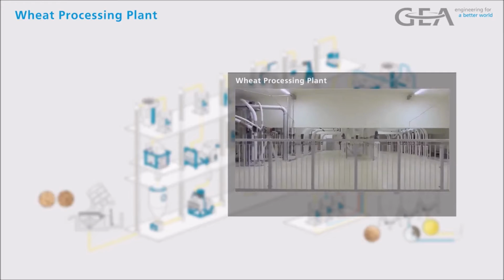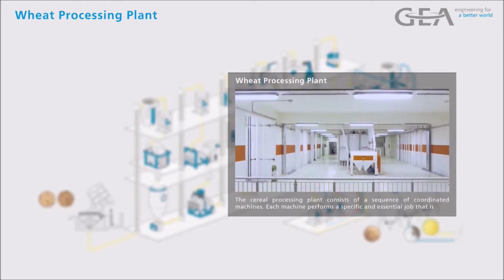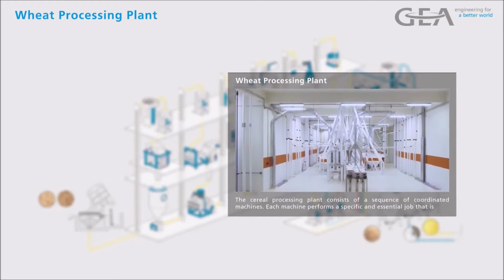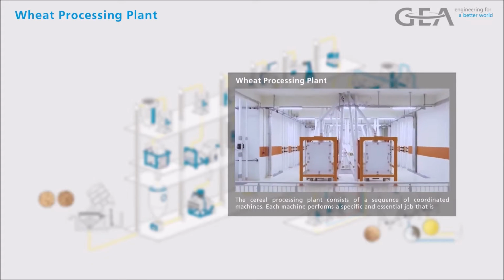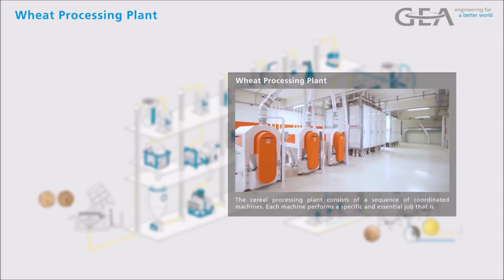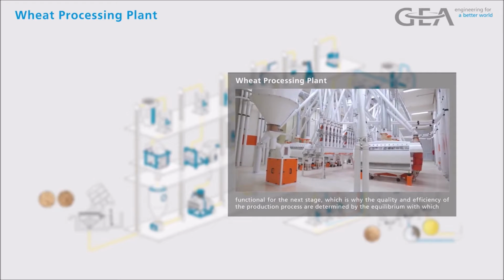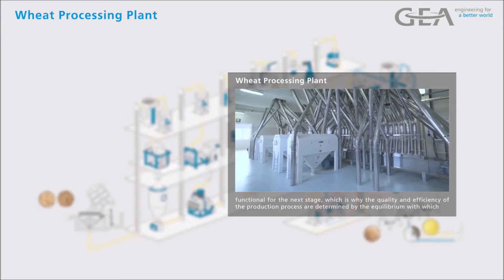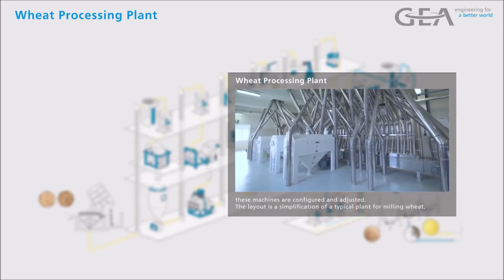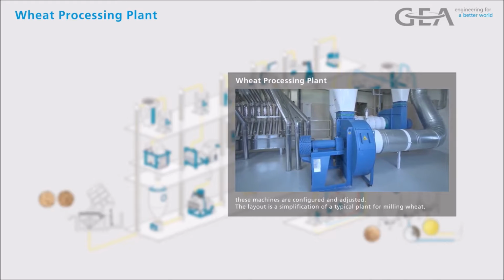Wheat processing plant. The cereal processing plant consists of a sequence of coordinated machines. Each machine performs a specific and essential job that is functional for the next stage, which is why the quality and efficiency of the production process are determined by the equilibrium with which these machines are configured and adjusted.